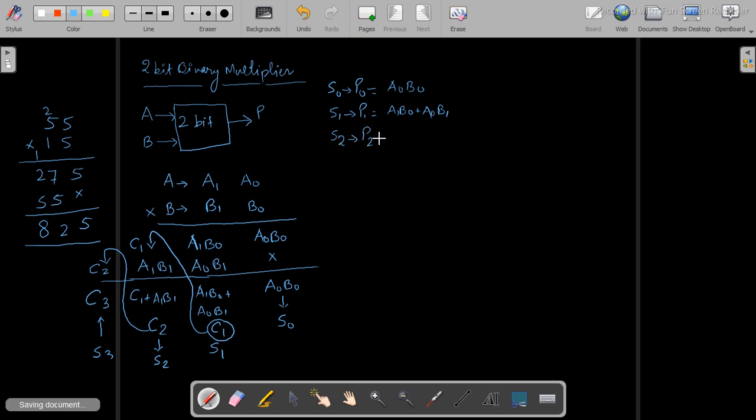is p2, and that's equal to a1 b1 plus carry 1, and s3 is p3, that is equal to c3. So let me remind you, in our previous lecture we studied the half adder, which consists of two inputs and two outputs. And the block diagram for the half adder is as such.